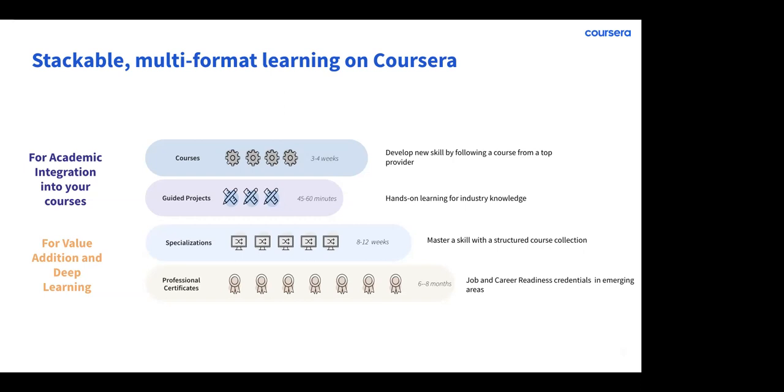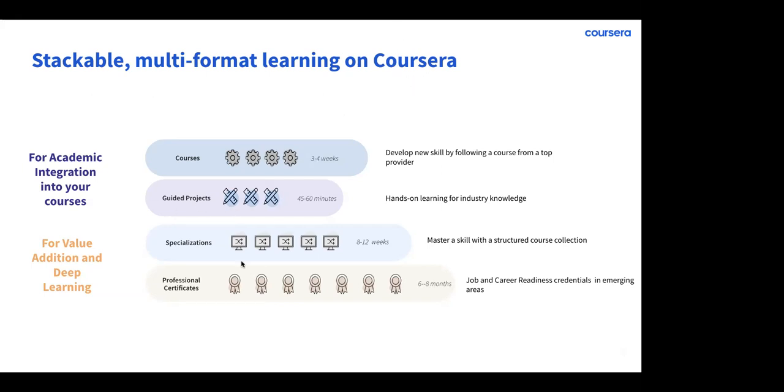Then apart from the courses, Coursera platform also has what we call a guided project. Guided projects are shorter in duration. They are generally 1 to 2 hours long, and they help your students do hands-on practice of different tools like Tableau, Power BI, Excel, PowerPoint presentation. So if your students want to learn any of the basic tools to any of the advanced tools, they can do that by taking up guided projects on Coursera.